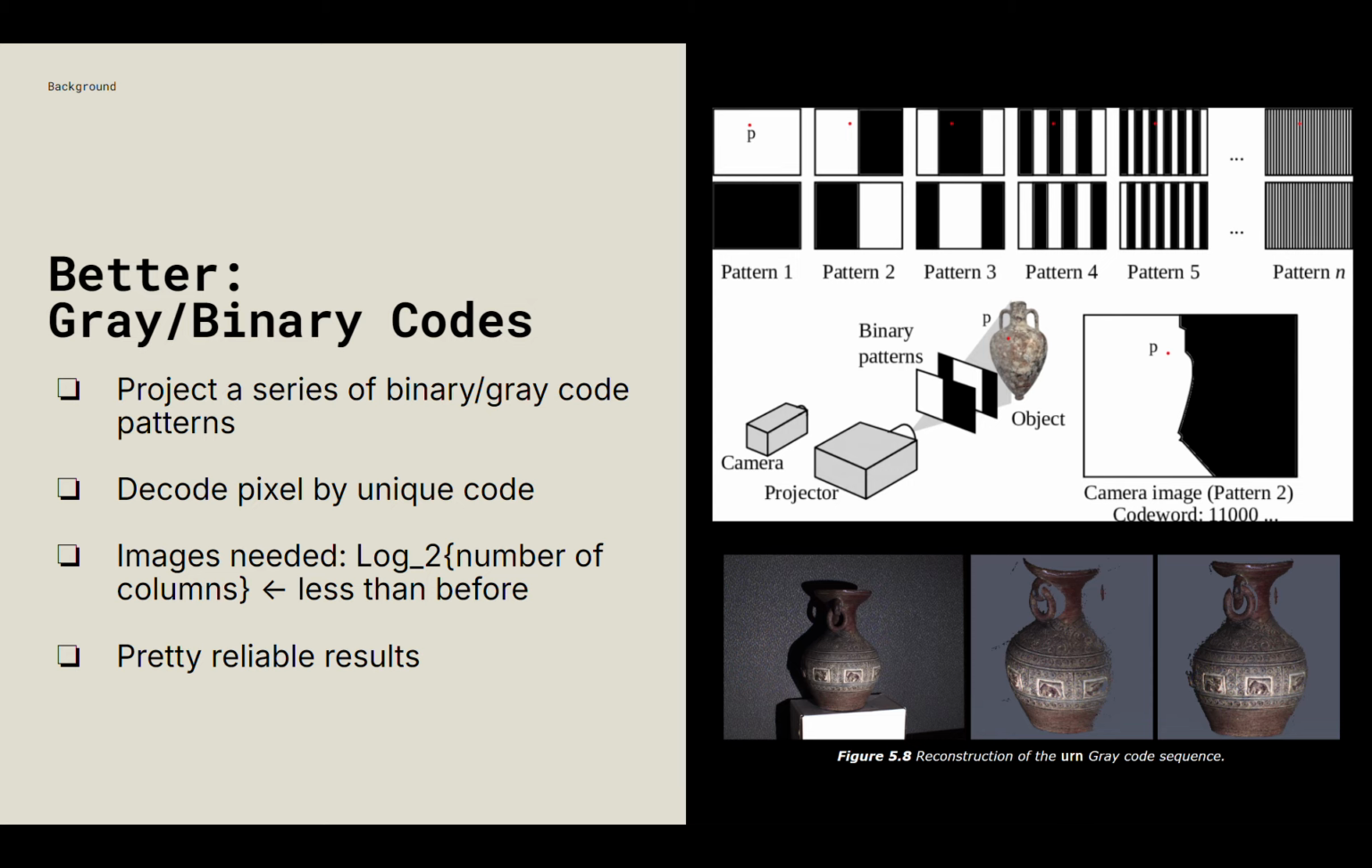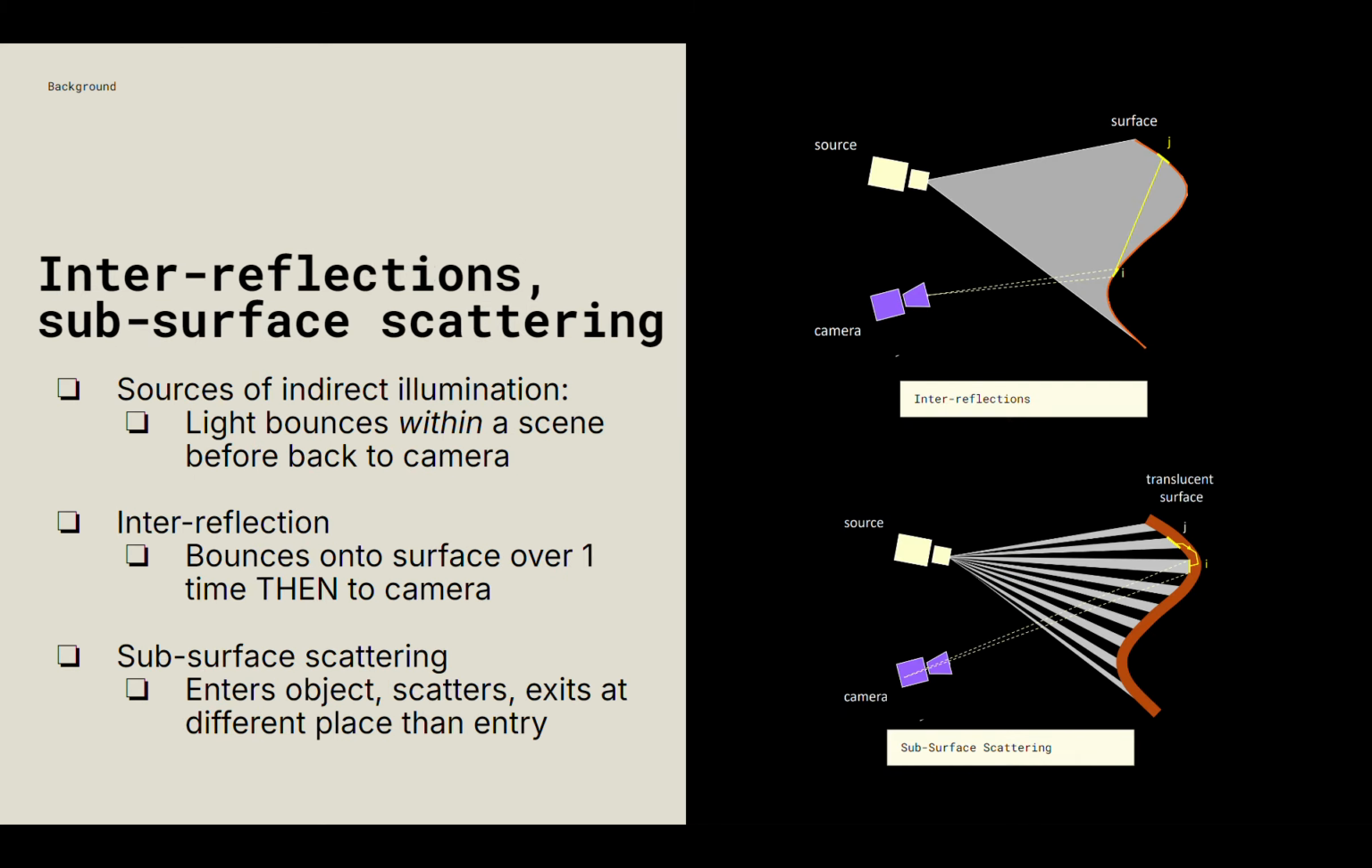How it works is that you project all these binary or gray code patterns onto a scene, and this way each pixel will have a unique code within the stack that corresponds to its position. To back off a little bit though, there are some more complicated lighting effects when you globally illuminate a scene that can harm the way that we typically do structured light with binary and gray codes.